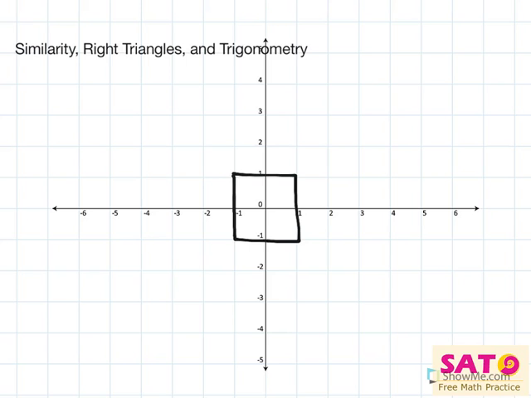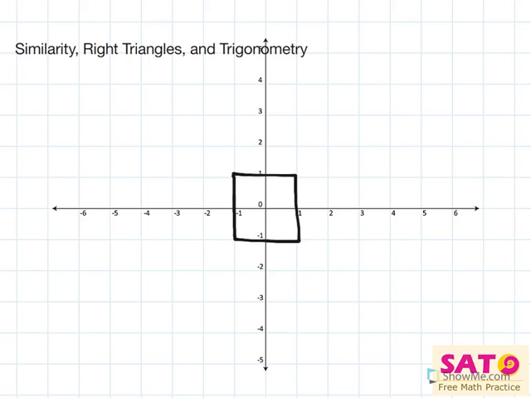Similarity involves dilations with two different shapes that look very similar but have different values. So with these two triangles, the smaller one would have a smaller value, but if you multiply it by a certain value, you would get the bigger triangle. They're all related in some way by a dilation, which means to increase or decrease by a factor.